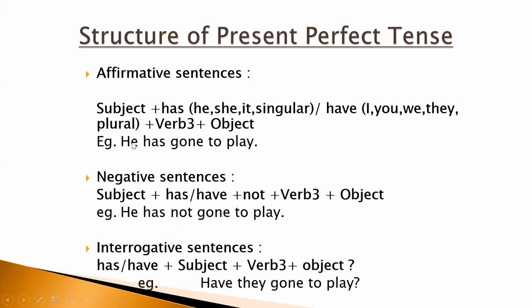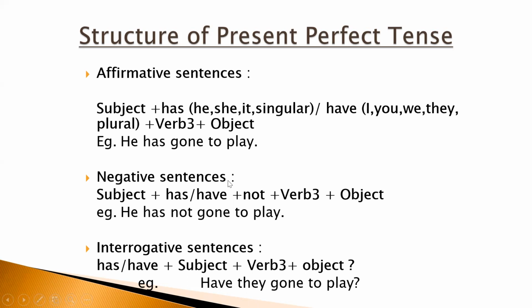See the example. He has gone to play. He is the subject, so we will use the helping verb as has. Then gone. Gone is the third form of the verb and then object, to play. If the subject is I, then it will become I have gone to play. Same way, if it is they or anything plural, they have gone to play.